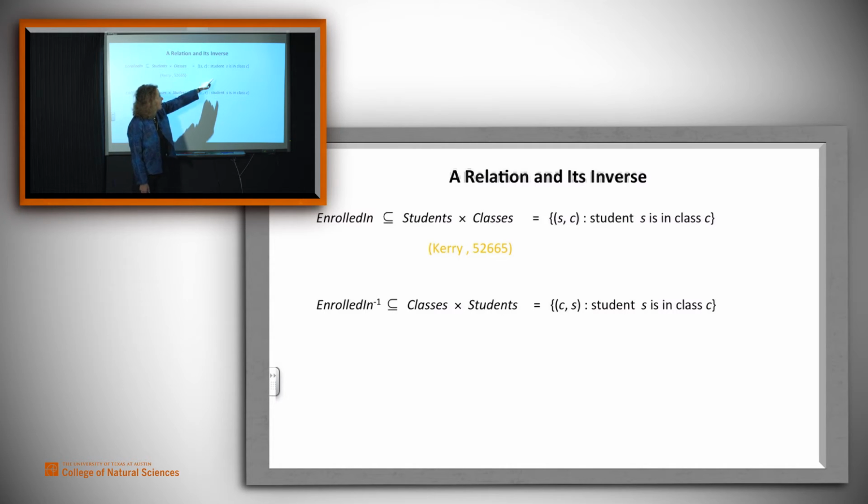Note that the definition, I've written it exactly the same, but I wrote the letters in the opposite order. So this relates classes to students, this relates students to classes. And so we get elements in this inverse relation. For example, 52665 relates to Carrie.